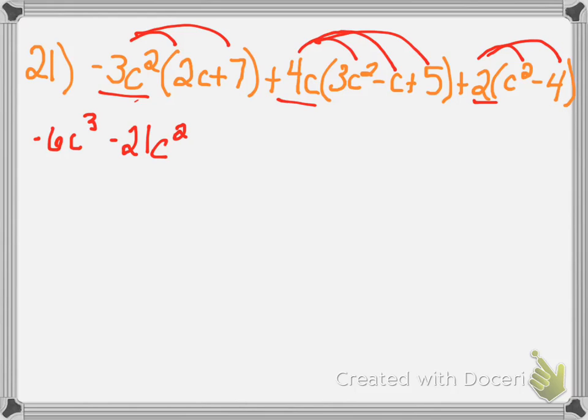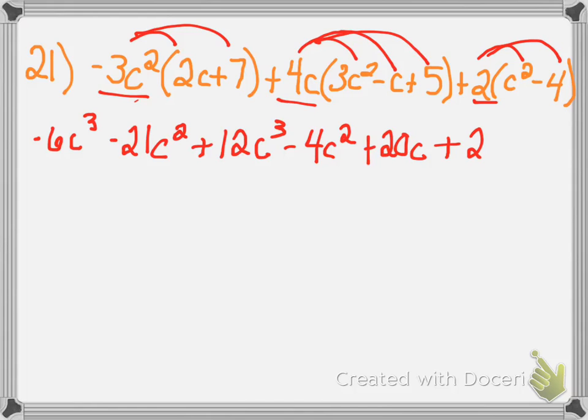4c times 3c squared. That's 12, and then you have c to the third. 4c times negative c. That's negative 4c squared. 4c times 5. That's 20c. Then you do your last parentheses. 2 times c squared, that's 2c squared. And then 2 times -4, that's -8.